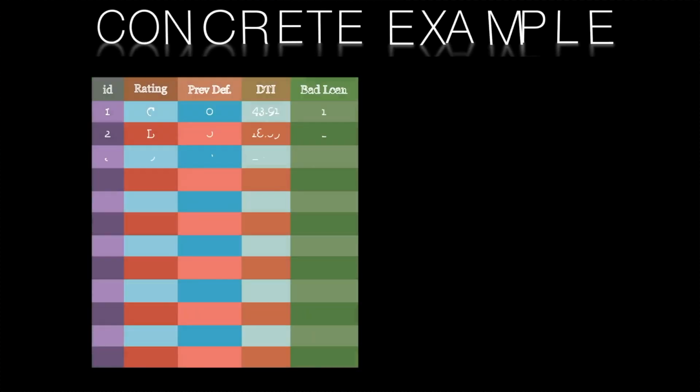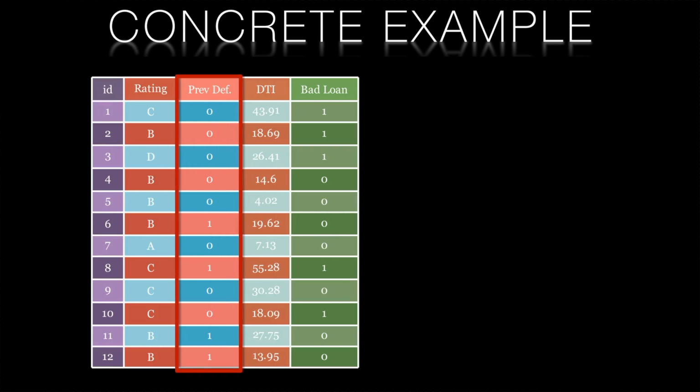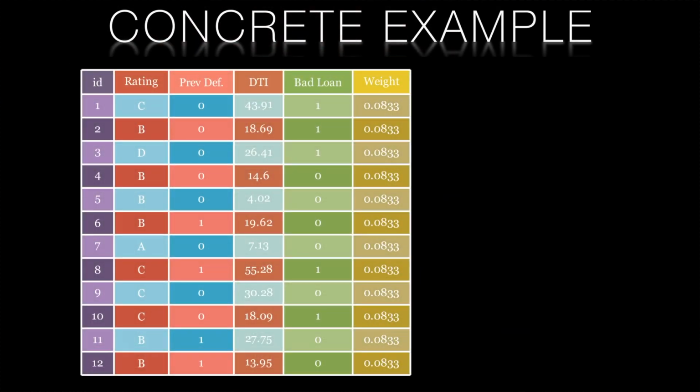So let's walk through this simple dataset to make these ideas more concrete. We'll build a forest of stumps to predict whether a potential borrower will default or not. For this simplified dataset, we're just going to use three input variables: the rating, the debt to income ratio, and whether this borrower has previously defaulted or not. The first thing we do is give each sample a weight representing the importance that this record is correctly classified.